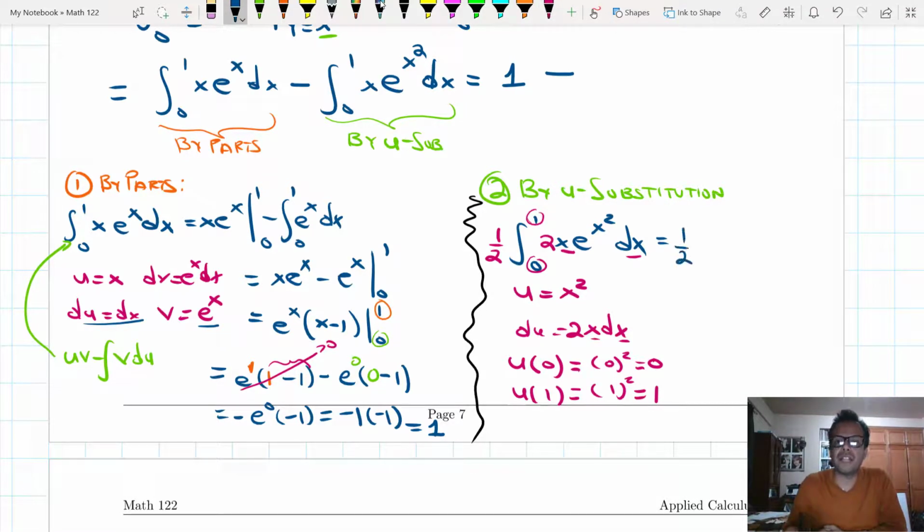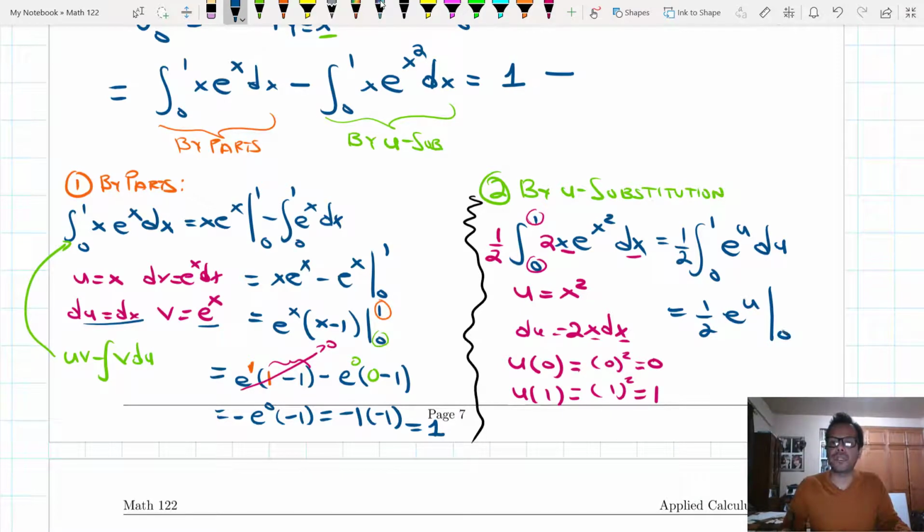So this will be 1/2 times the integral from 0 to 1 of e to the u du. But again, the integral of e to the u is simply e to the u evaluated from 0 to 1. And in this case, all we have to do is 1/2 times e to the first minus e to the 0, upper limit minus lower limit. But again, what is e to the 0? E to the 0 is 1, right? And that's the answer to the second integral.